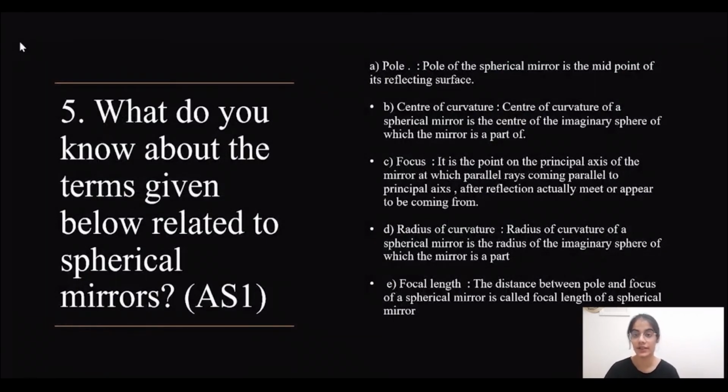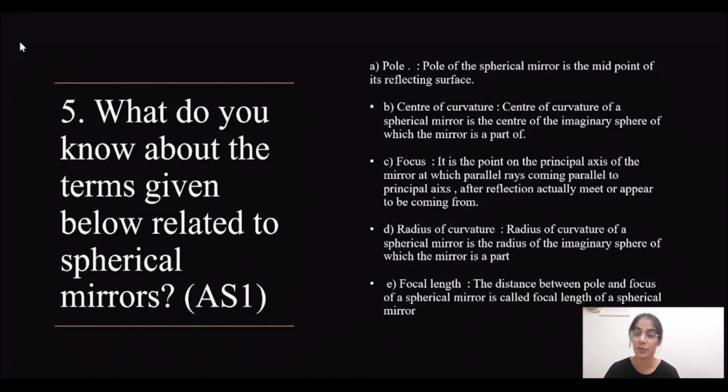So there are terms that are given to you. We have already discussed these terms in our previous sessions. First one is pole. The pole of the spherical mirror is the midpoint of its reflecting surface. It will divide your mirror into two equal halves. The center of curvature of a spherical mirror is the center of the imaginary sphere of which the mirror is a part of, or from which the mirror was cut off.